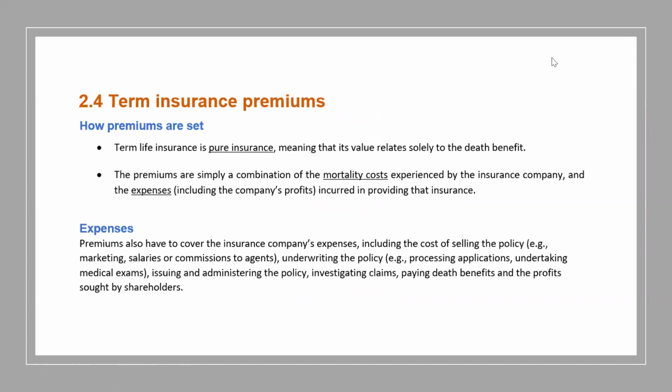Term insurance premiums. Term insurance is pure insurance. The premiums you pay are only for the death benefit. There's no cash value inside the policy. You pay for two things: mortality costs and expenses. I'll talk more about mortality costs on the next slide.